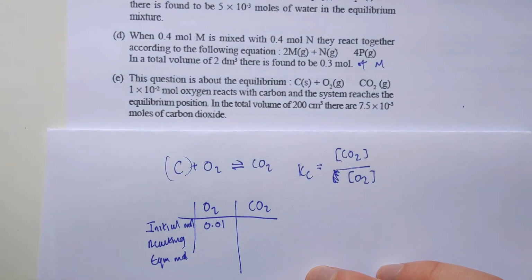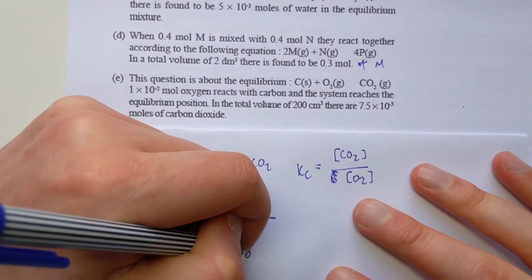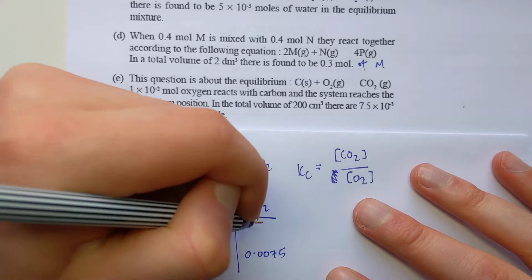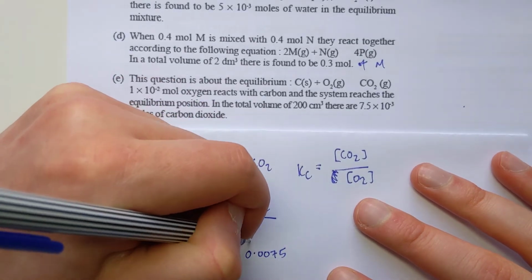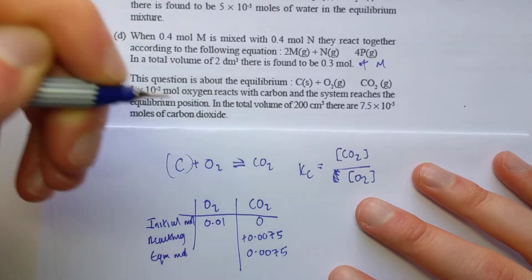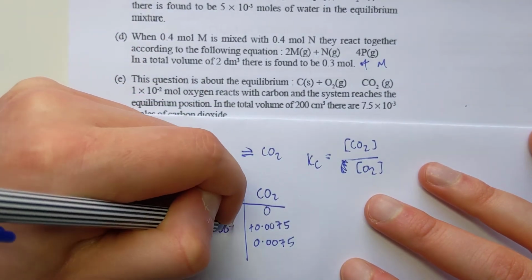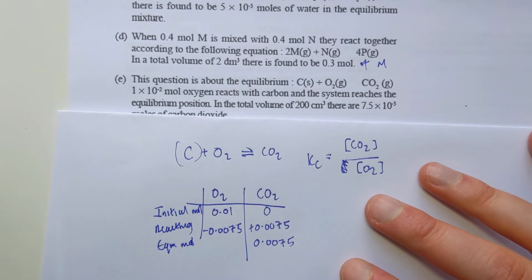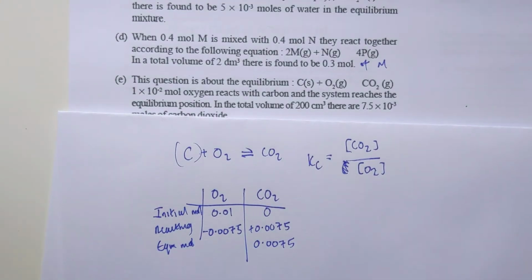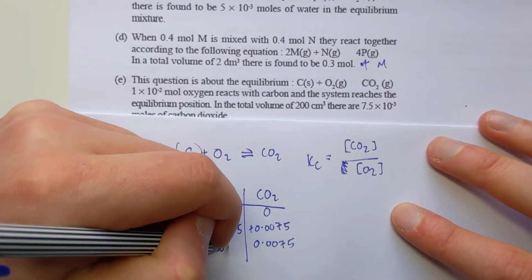At the equilibrium, there are 7.5 times 10 to the minus 3 moles of carbon dioxide, which is 0.0075. So I'm assuming I start with no CO2, I've added 0.0075 moles to it. Therefore, 1-to-1 ratio, I must have used up 0.0075 moles of oxygen. Taking that away from 0.01 to work out what I have at equilibrium gives me 0.0025.